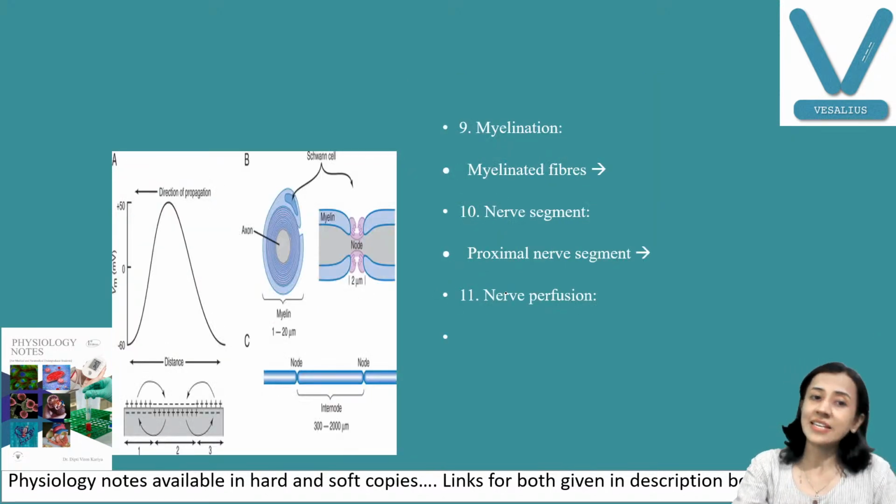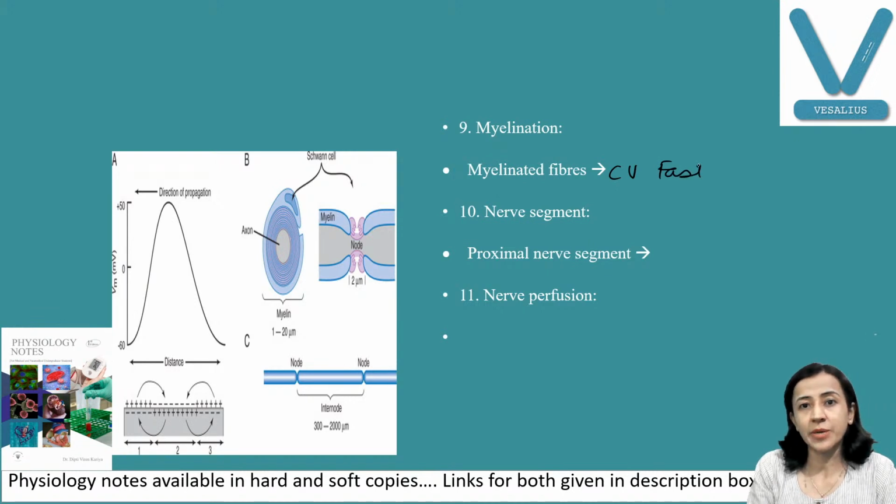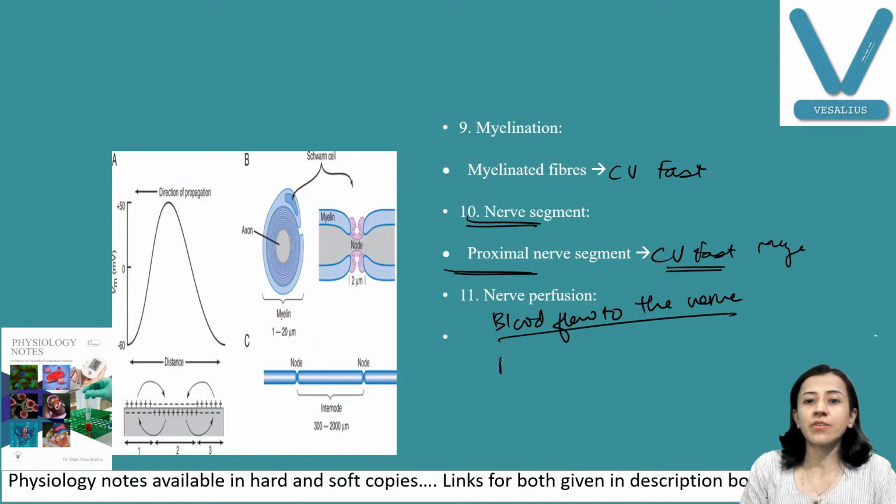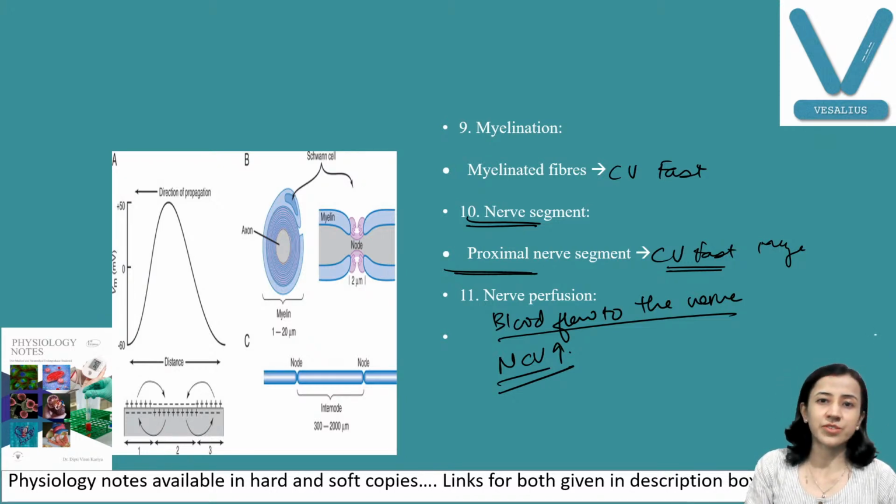Myelination: as we all know, conduction velocity of myelinated nerve fibers is fast. Nerve segment: in the proximal nerve segment conduction velocity is fast because proximal segments are myelinated. Perfusion, which means blood flow to the nerve: if it is good, definitely nerve conduction velocity is increased because nerve functions are good. So these are all the factors that affect nerve conduction velocity.